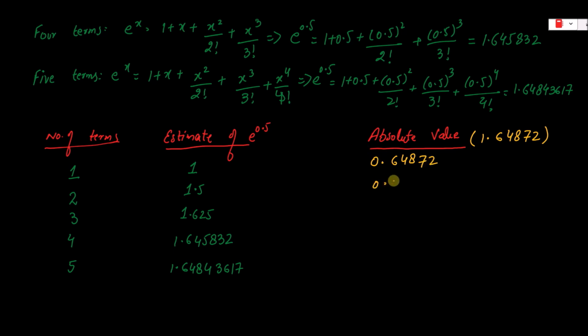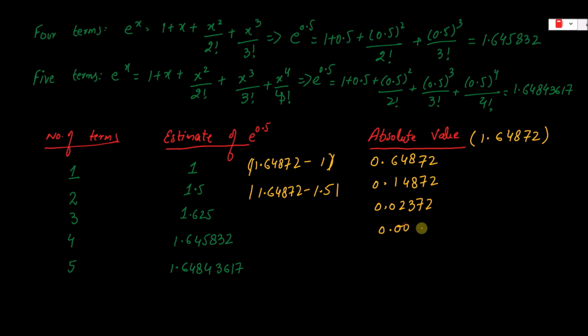Next, we have 0.14872. In the initial case, we subtract 1.64872 minus 1. In the second case, we have a mod here also: 1.64872 minus 1.5, and we will get this. And similarly, we are going to replace the next values. So I'm going to write the direct results: 0.02372, 0.00289, and then we have 0.00028.